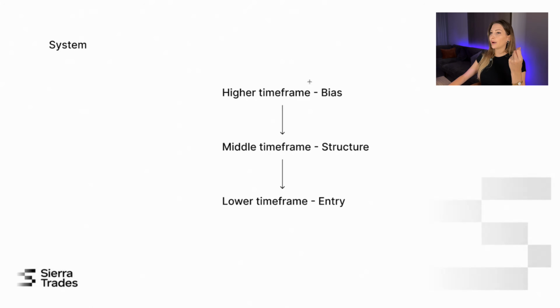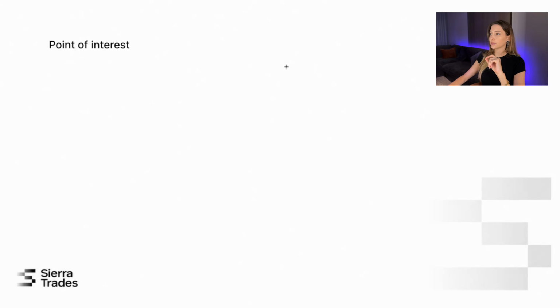So, I have my bias from the higher time frame. I know the direction price is likely to move. But knowing the direction isn't enough. I need to know where price is likely to react. And that's what a point of interest is.